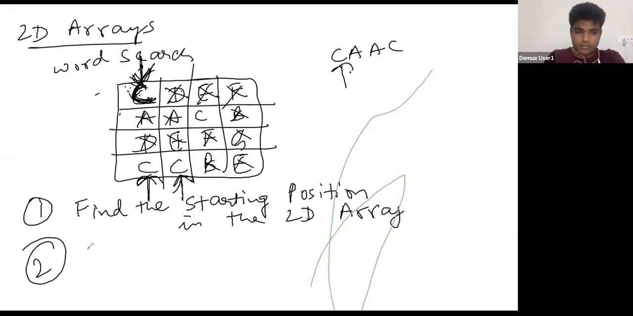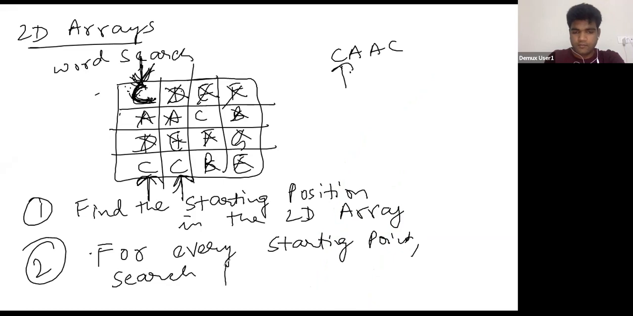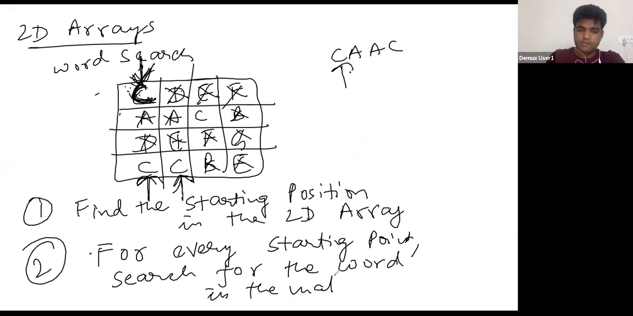So now, for every such starting point, I want to search for the word in the matrix. So this is the second part that I want to do, and this is where recursion will come into the picture. So this part is clear to everyone.